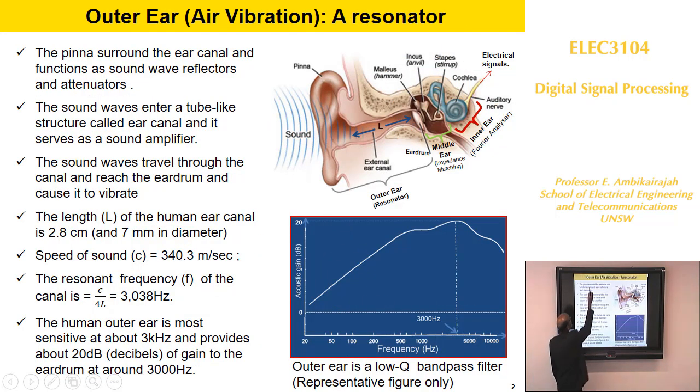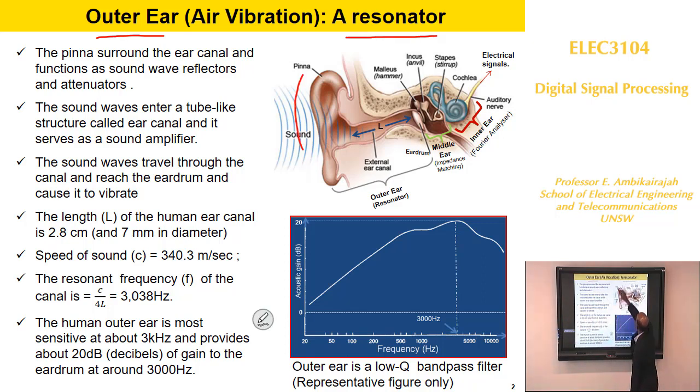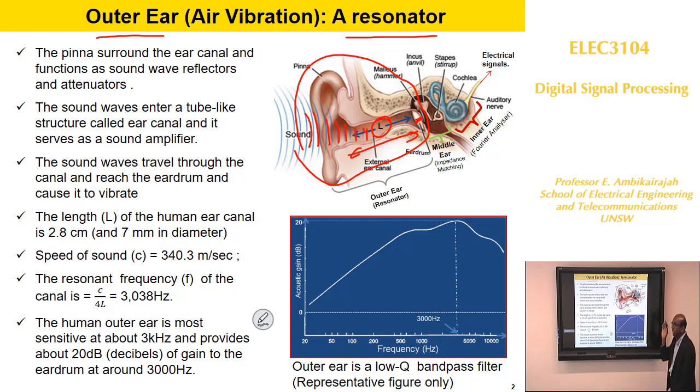so we are interested in the outer ear. First, the outer ear is called the resonator. The outer ear is only that part. So these are pressure waveforms traveling through this ear canal of length L, and this pressure waveform causes this eardrum to move, the eardrum to vibrate.